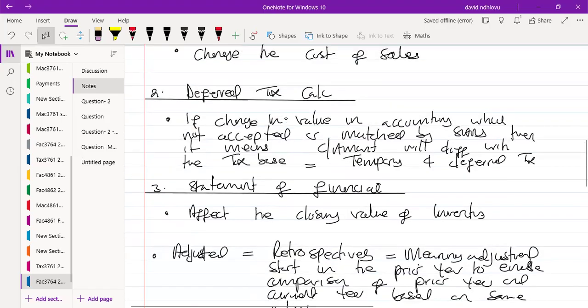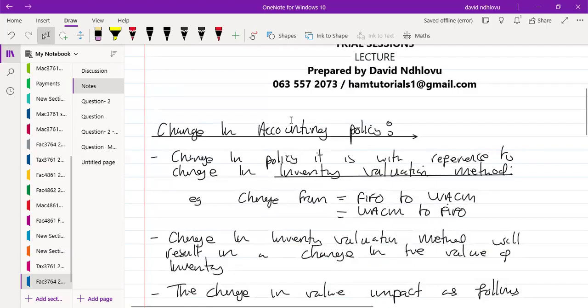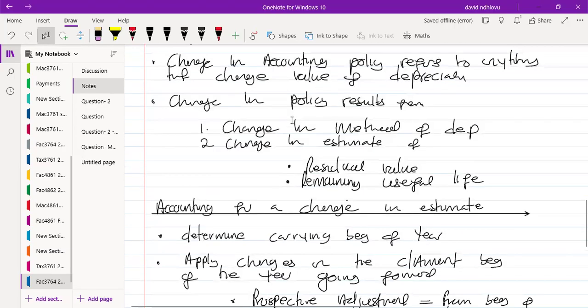So that is applicable only to the change in accounting policy, sorry, which is the change in inventory valuation. But when you have a change in accounting estimate, you have to apply it prospectively from the beginning of the year going forward. You don't open and adjust in the prior year. So that is retrospective adjustment.